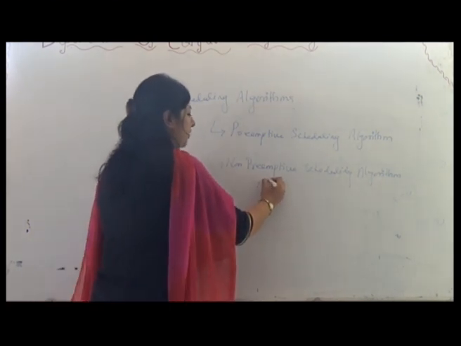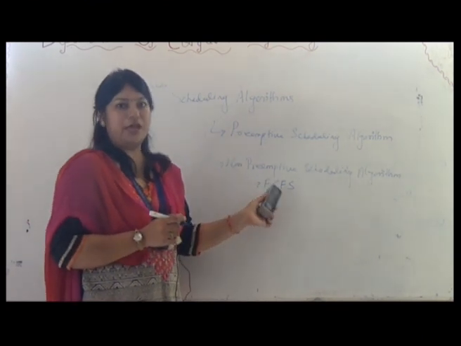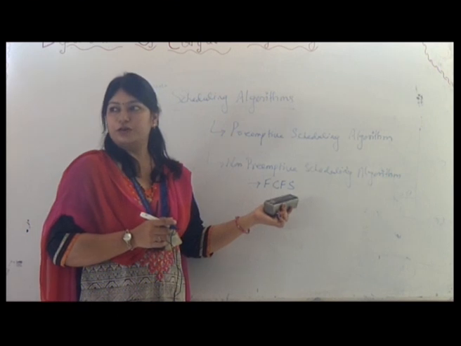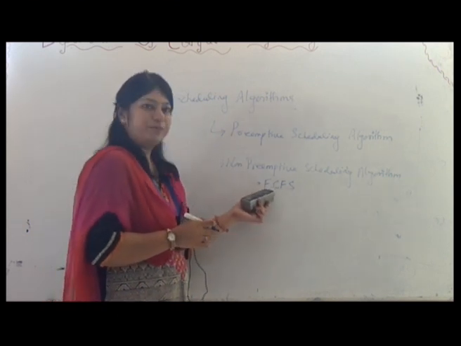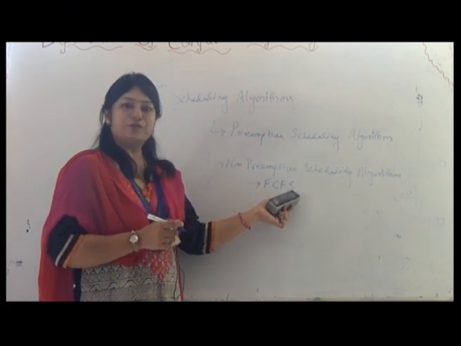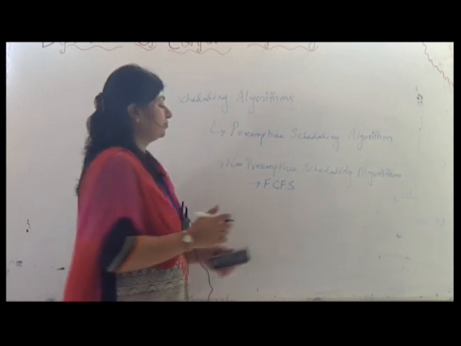Non-preemptive, the very basic scheduling algorithm is first come, first serve. As all of us are aware of how a queue works, the working is in the same manner. Whichever process or whichever thing arrives first in a queue, the CPU is going to be allocated to it first. That is the working of first come, first serve.